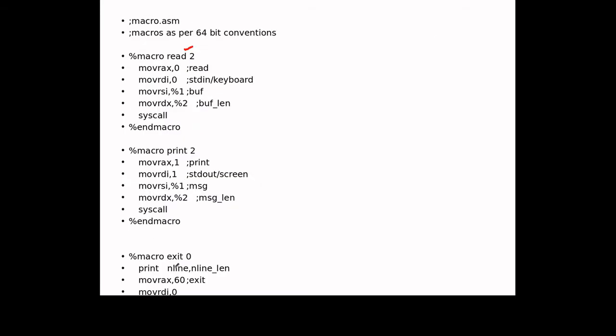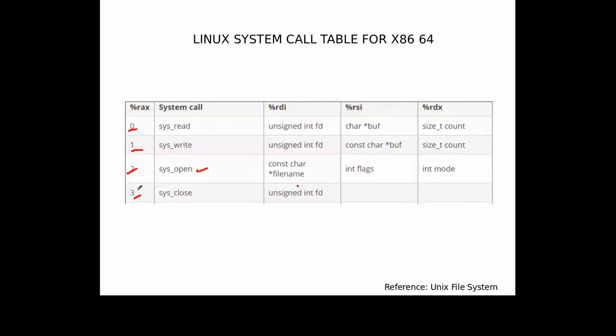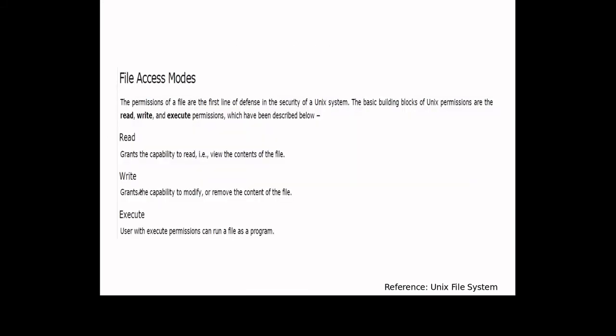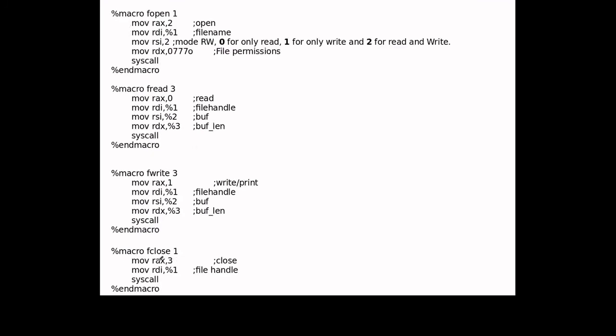So parameter 2 is the buffer, and 3 is the buffer length. And then close. For fclose, file close, the system call is 3. So RAX contains 3 and RDI contains the file handle which we want to close. So this is the fclose macro.